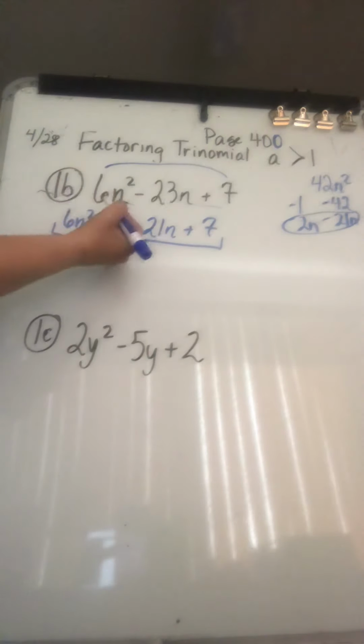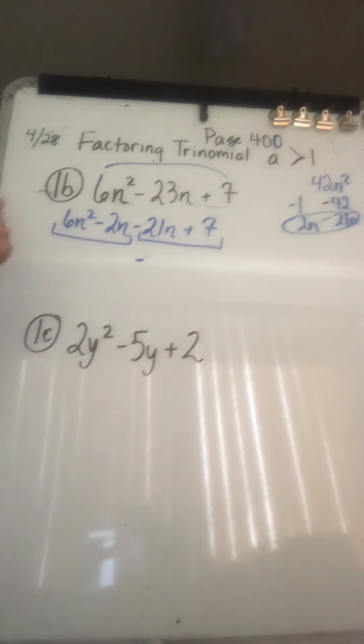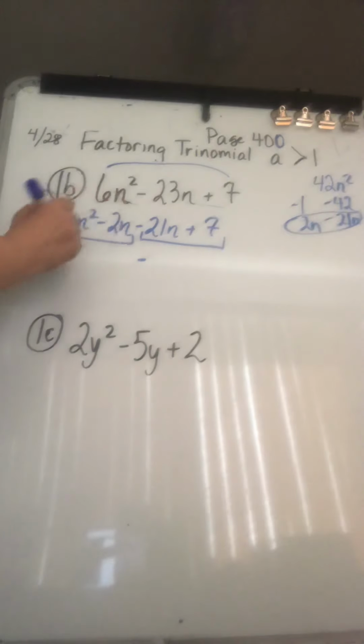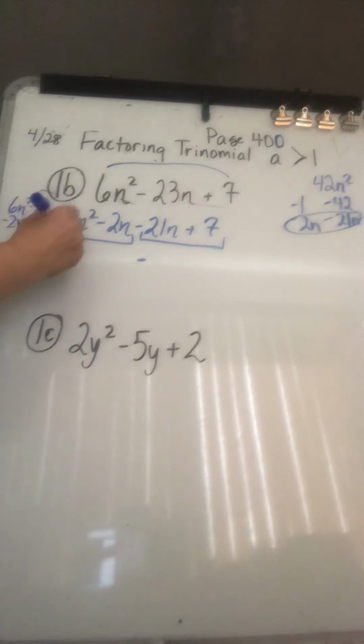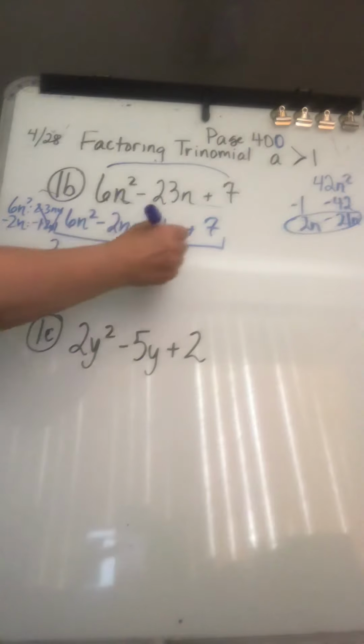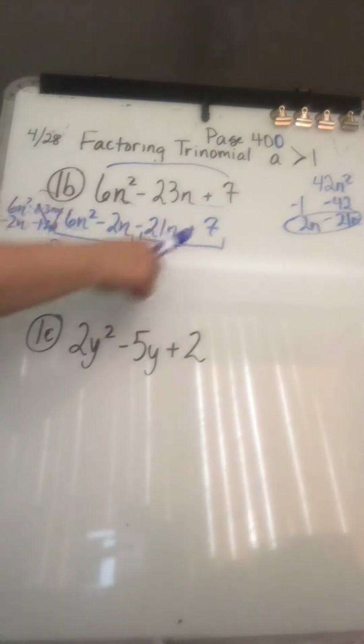I'm looking for my GCFs right away. I'm going to bring down my middle sign. Okay, 6n and 2n: 2, 3, and then 2 n's; 2n, -2n, -1, 2, and n. They have a 2 in common and an n. So, GCF is 2n.